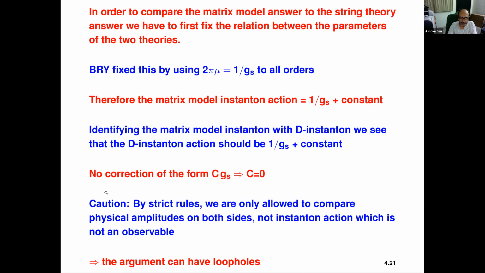Now I should add a caution here, which is that by strict rules, we are only allowed to compare physical amplitudes on both sides and not the instanton action, because the instanton action by itself is not observable. What is observable are physical amplitudes. And indeed, as we discussed earlier, by comparing the physical endpoint amplitudes, we can fix C. Whether that agrees with what we get by comparing instanton action or not is not clear. So this argument that C equals 0 could have loopholes. But this seems to be a reasonable guess to make at this stage.